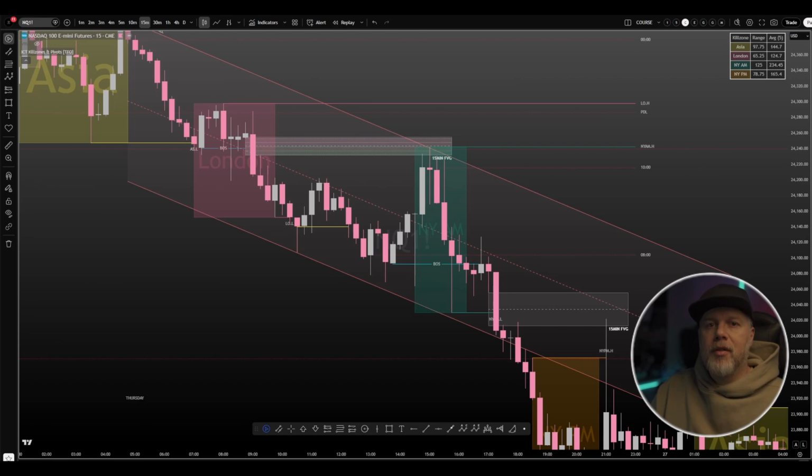What is a break of structure? A break of structure is when price takes out a prior significant high or low with conviction. In a downtrend, price places a low and then pulls back and creates a swing high. When price moves back to the downside from that swing high and breaks below the previous swing low, that's a break of structure. Let's have a look at that quickly.